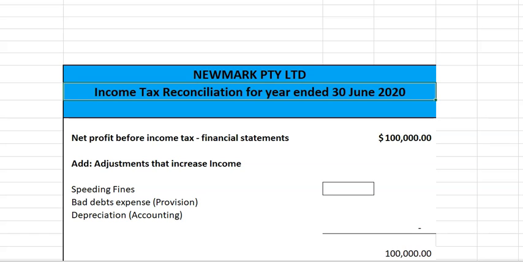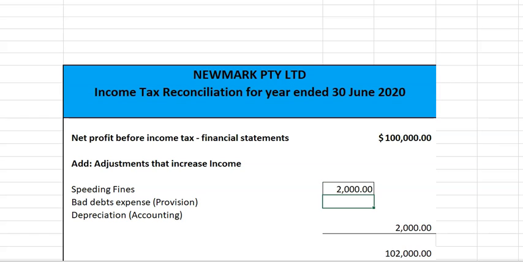Now our speeding fines are not deductible. We're going to add those back. That's $2,000. The speeding fine of $2,000 has been added to the net profit of $100,000. That means that so far our taxable income is $102,000, but we still have more transactions to add.